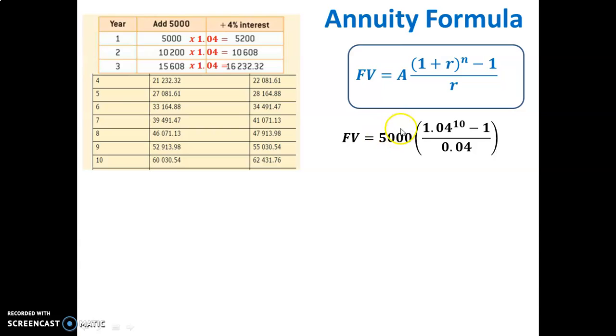So here's the amount he puts in every year. Here's the 104%, right? The rate added to 1. 10 years, we're going to check 10 years, minus 1, and then over the rate right here. Okay, calculate that. What do you get?